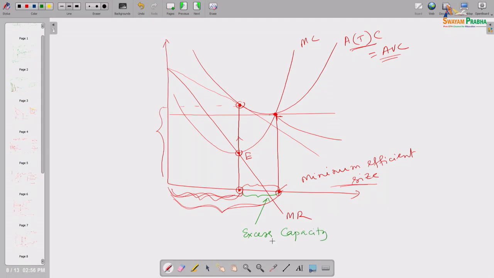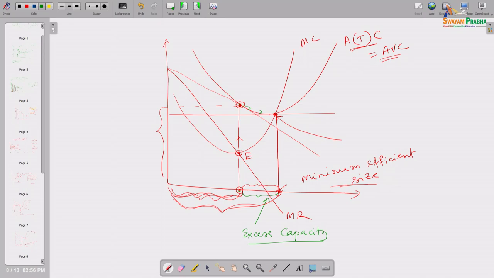What is excess capacity? There is an economies of scale kind of thing here. If the producer who is operating here produces further units, his per unit average cost will be falling until this point. That is the economies of scale region, but he is not producing there, because he is maximizing his profit, following monopoly behavior, since he is a monopolist for that product in the market.